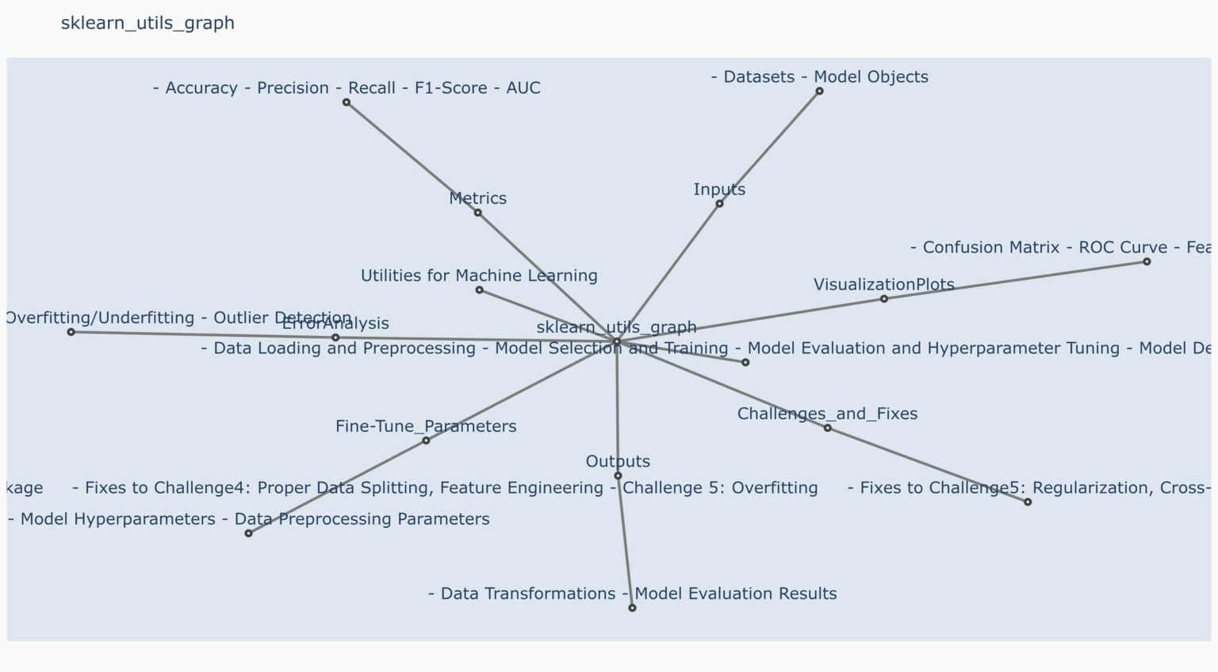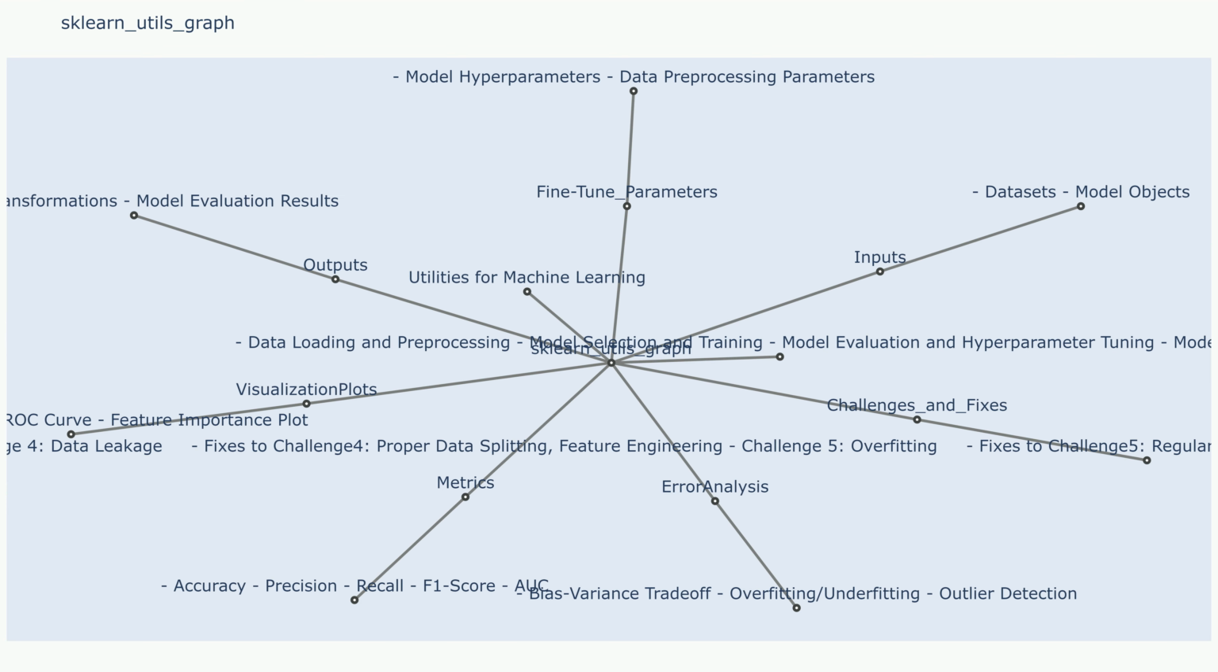sklearn.utils. Description: the sklearn.utils module in scikit-learn provides various utility functions that are helpful for data preprocessing, model selection, and general data manipulation tasks. These utilities simplify common operations and enhance the workflow in machine learning projects. Inputs: data. This refers to the dataset that you want to analyze or train your machine learning models on. The data can be in various formats like NumPy arrays, pandas data frames, or lists.